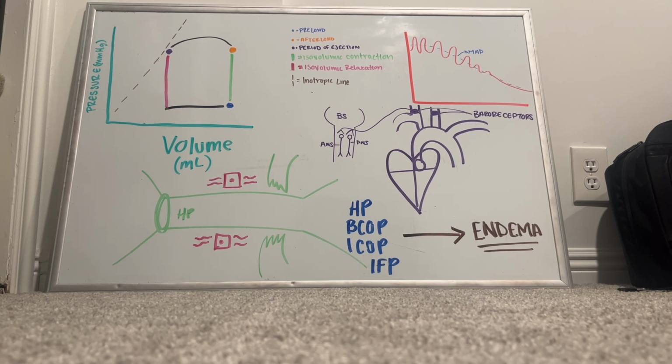Blood colloid osmotic pressure, or BCOP, remains relatively constant along the capillary because plasma proteins like albumin do not cross the capillary wall. Interstitial colloid osmotic pressure, or ICOP, is generally low and remains relatively constant from the arterial to the venous end. And our last one, interstitial fluid pressure, or IFP, is also generally low and constant. Normally there's slightly more fluid filtered out at the arterial end than reabsorbed at the venous end. The excess fluid that remains in the interstitial space is picked up by the lymphatic vessels and returned to the circulation, maintaining a balance.